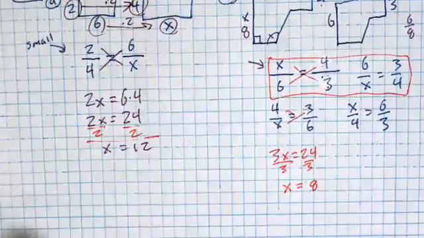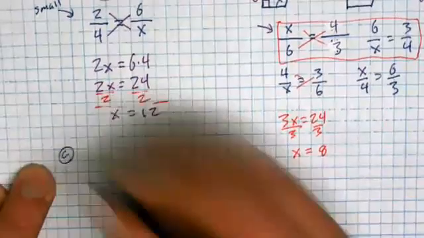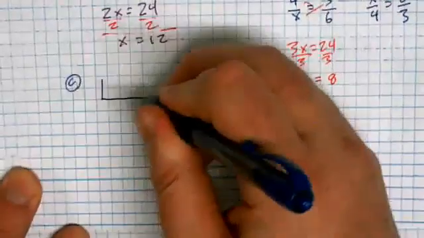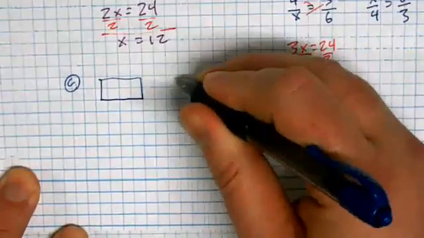All right, we got C to do still. C is kind of tricky. Go ahead and sketch it for me, please. I'll draw it up here if you close your book. Couple rectangles again.